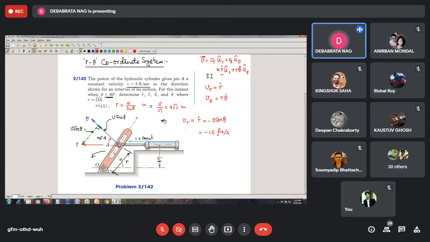Naturally, since Vr is given and r dot is given, it should be minus V cos theta. Since theta equals 60 degree, this r dot should be equal to minus 1.5 feet per second. You need to mention the unit properly. Since it is given in feet per second, the velocity unit is feet per second. The minus sign signifies that with time the value of r will decrease.